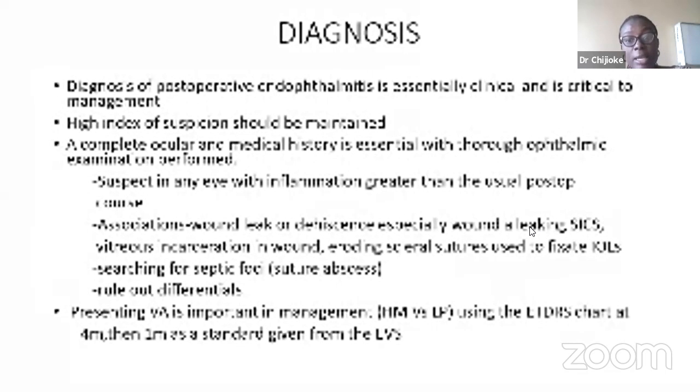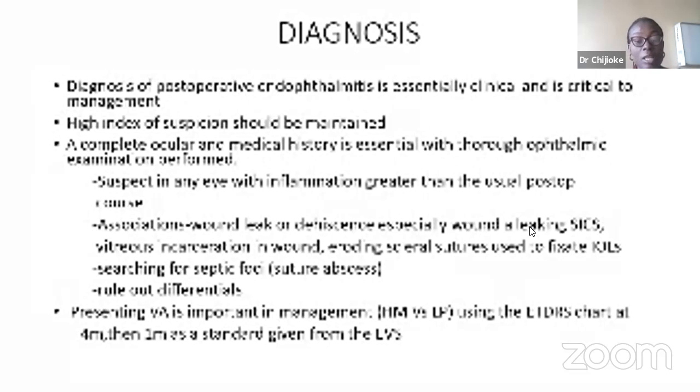dehiscence, especially after small incision cataract surgery, vitreous incarceration in wound, eroding scleral sutures used to fixate intraocular lenses. In assessment, also search for septic foci, for example suture abscess, and also rule out differentials. Presenting visual acuity is important in management.